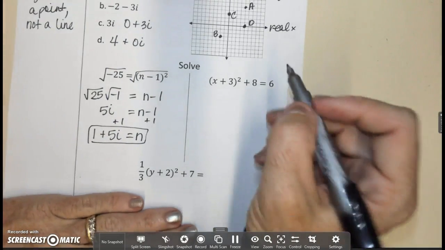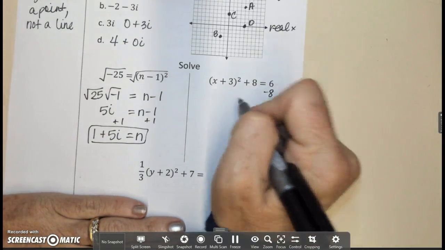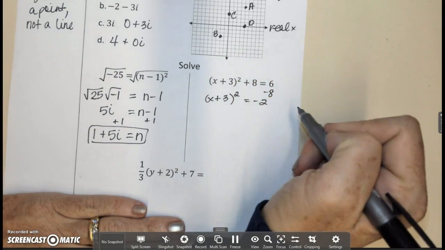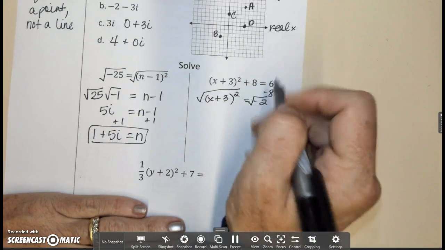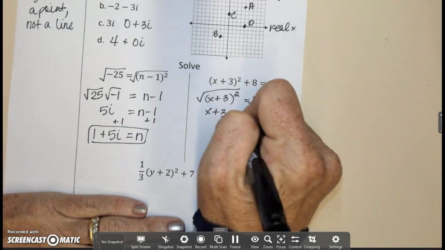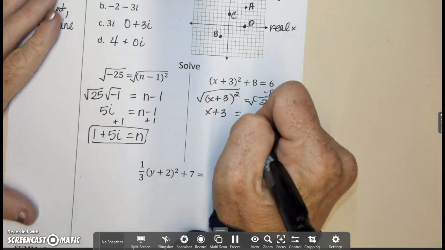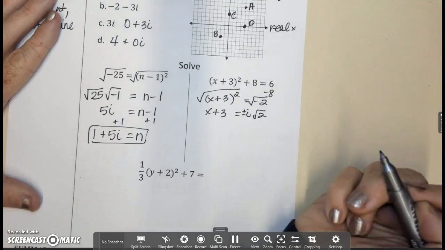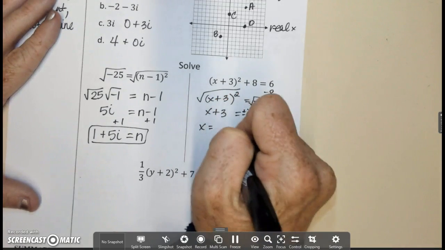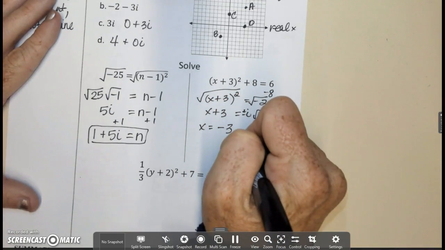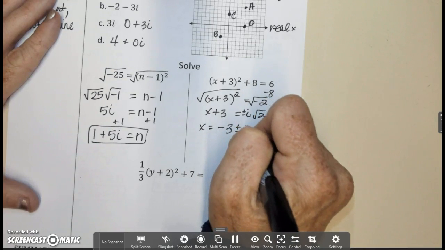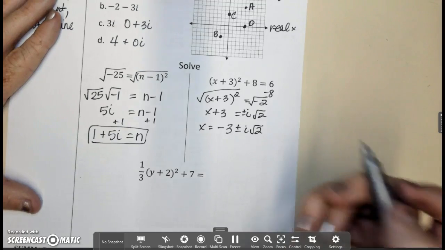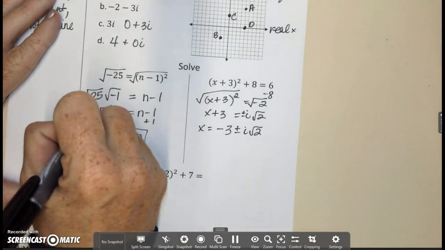Let's do that again. So I'm going to subtract 8 from both sides. So I have x plus 3 squared equals negative 2. I need to just take the square root of both sides, which would be x plus 3 equals plus or minus i square root of 2, and x equals negative 3 plus or minus i square root of 2. You should have had a plus or minus back over here too.